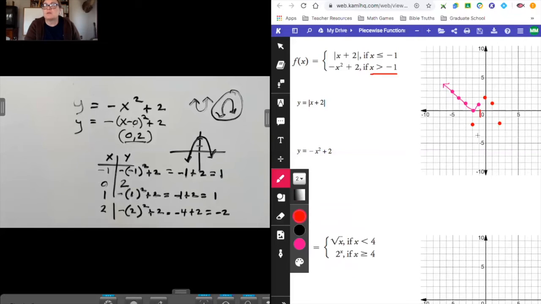Here's -1. It would be an open circle here. It's not at -1. We can see the other function is at -1, but it starts the second that it leaves there and then keeps going out to infinity. Erase any marks that I used. And here I have my piecewise function of an absolute value and a parabola.